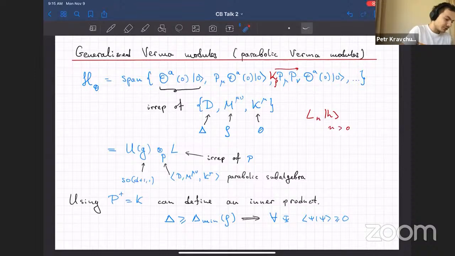Now, the important point is that if we remember that in radial quantization, Hermitian conjugation of P is K, then we can compute inner products between such states. So in the usual way, if we want to compute the inner product of this state with something else, we take its Hermitian conjugate, so this gets replaced by K, and it's the usual kind of computation.